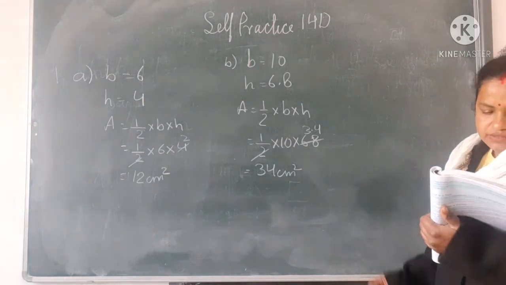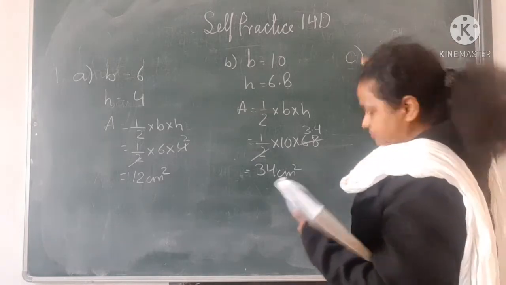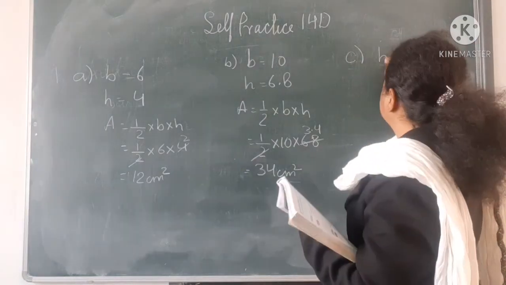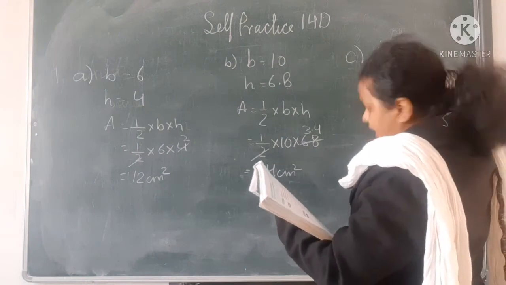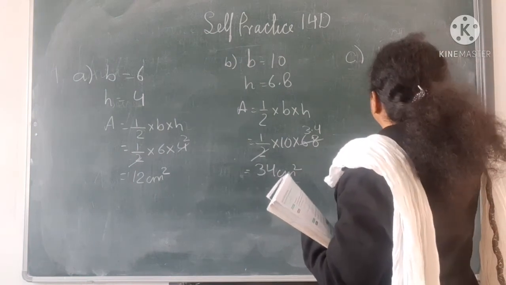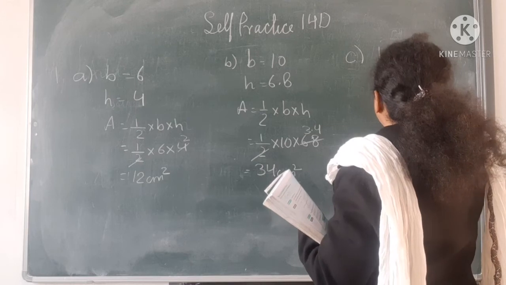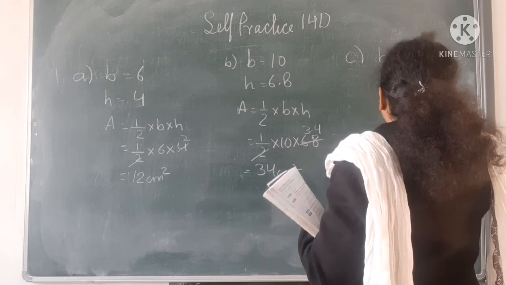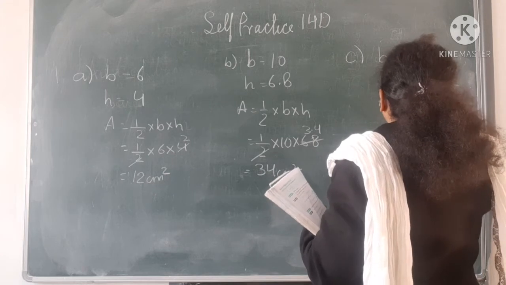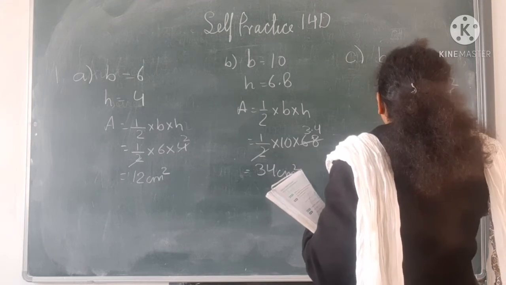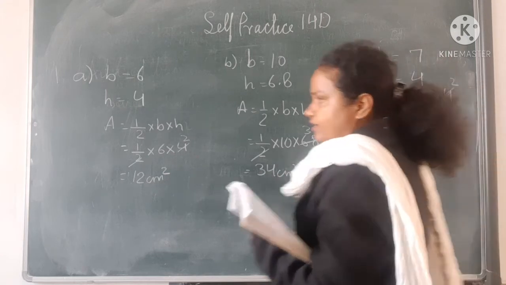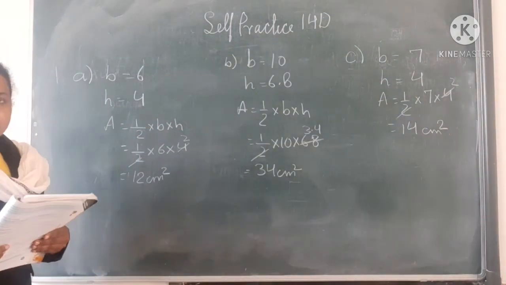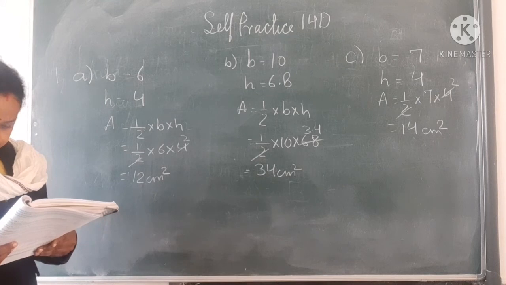Now next one, C. You have got base as 7, height is 4, and what will be the area? Half into 7 into 4, that is 2 2s are 4, 7 2s are 14 centimeter square. It will be 14 centimeter square.